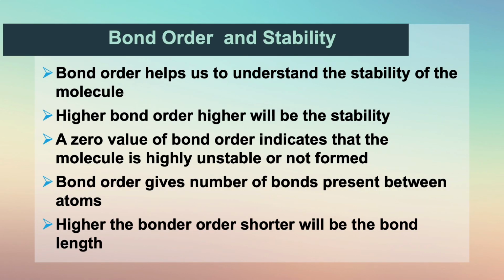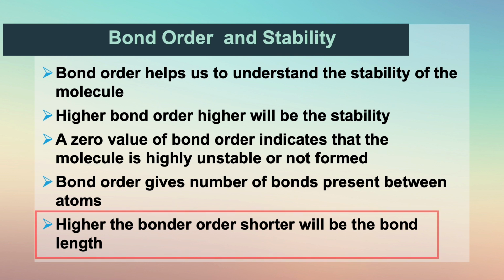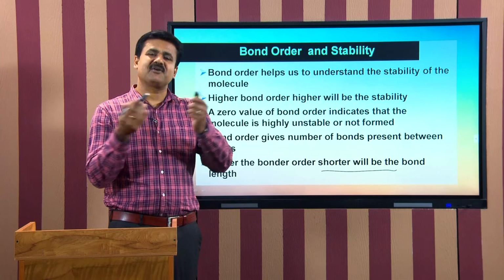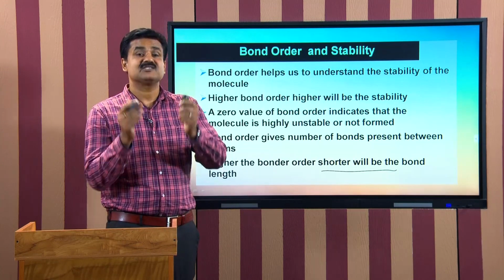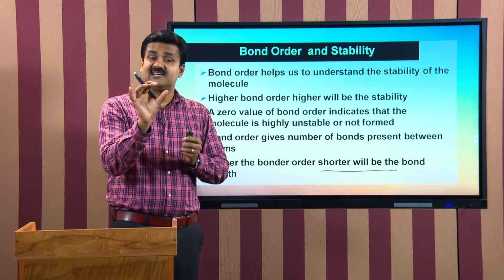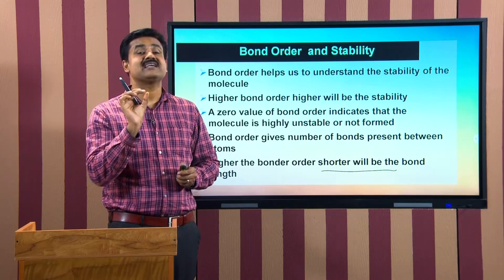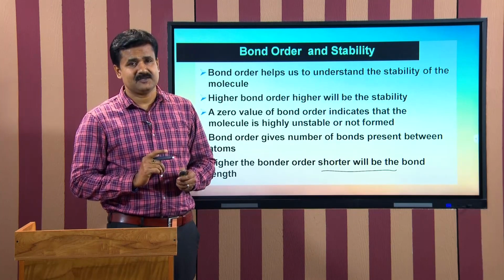Now, the higher the bond order, the shorter the bond length. This is the most important observation. The higher the bond order, the shorter the bond length. As bond order increases, the number of bonds present between atoms increases. So, they will come closer to each other, and as a result, a decrease in the bond length is observed.